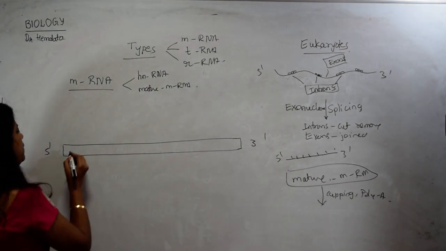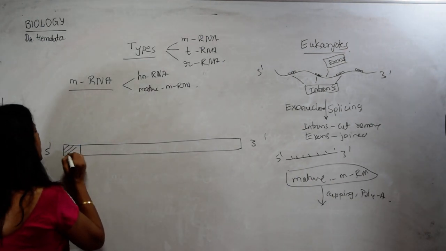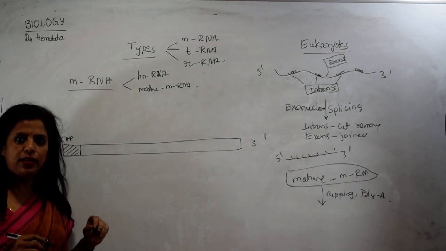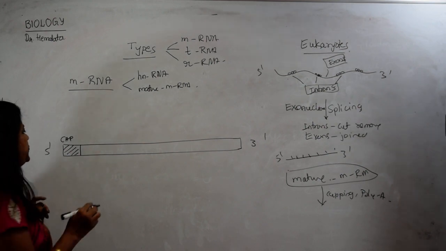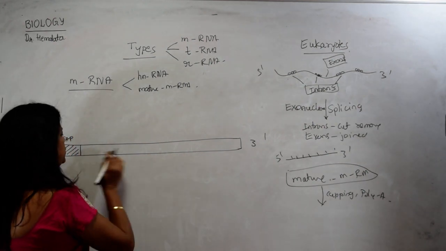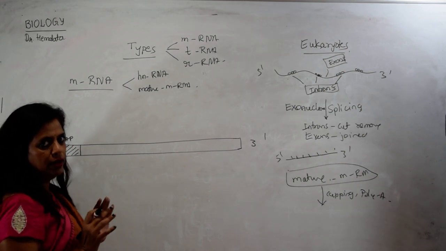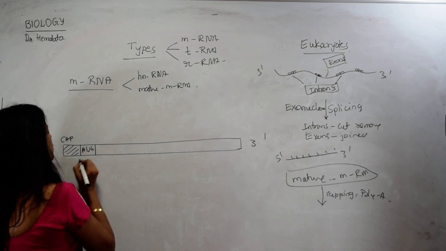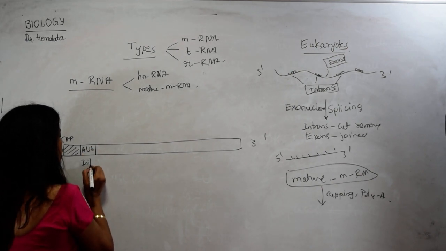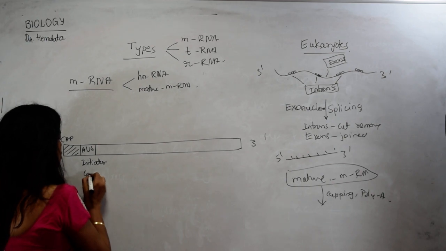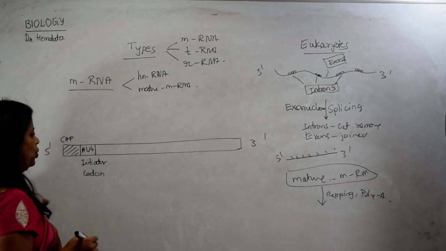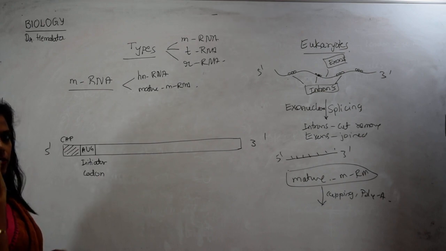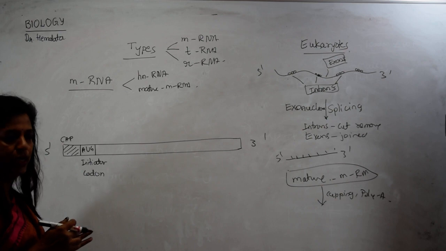Now this is mRNA. The first region is the cap region of mRNA. This region prevents binding of other RNA structures. Then all are coding nitrogen bases. The first codon will always be AUG. We call this the initiator codon. The initiator codon codes for the amino acid methionine. The first codon to start with should always be AUG.